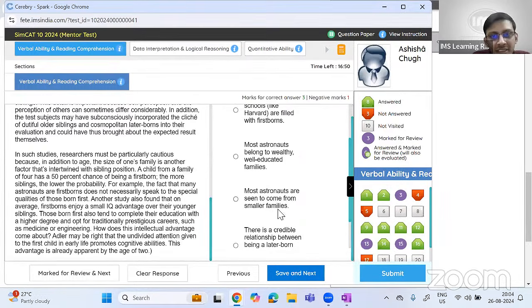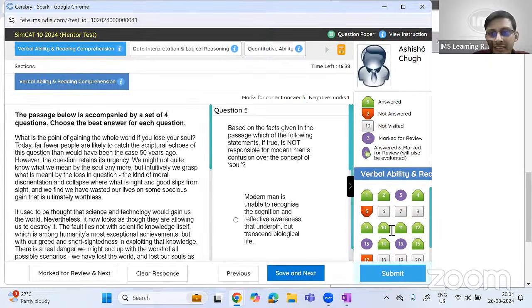And therefore out of second and third, I'm not very sure, but I think this will be better, because in this option, we are talking about the size of the family. And here also in this paragraph, it was an example for size. Okay, I'll go with this.